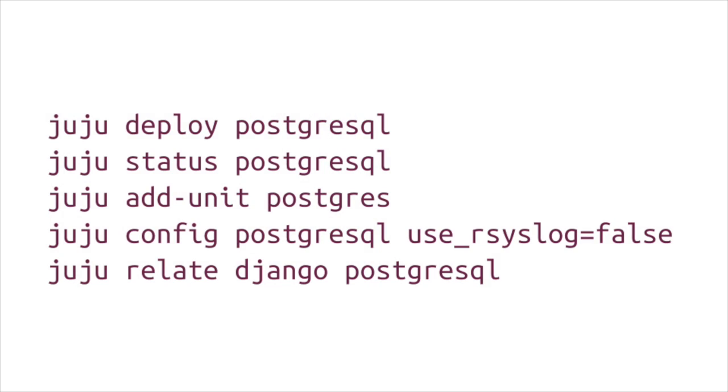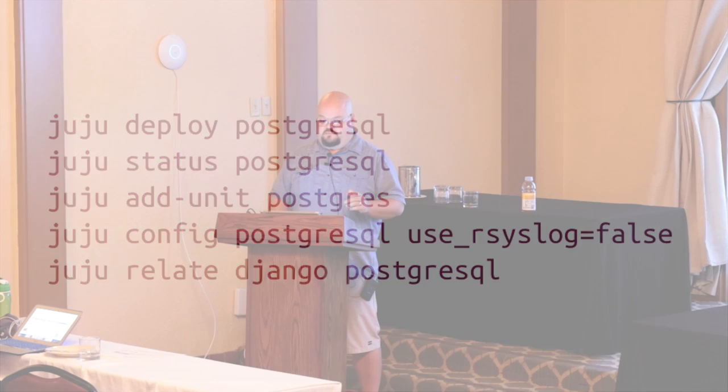So I'll kind of tie them together here. So deploy it, status it, scale it, configure it. We'll set syslog to false because we don't want syslog today. And then relations, we'll talk about it a little bit here.